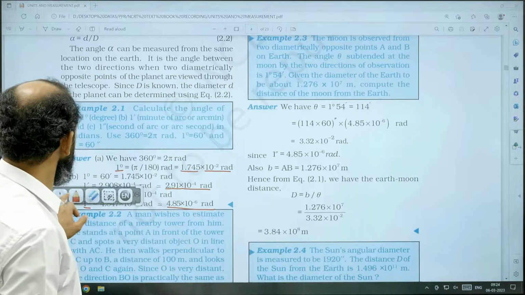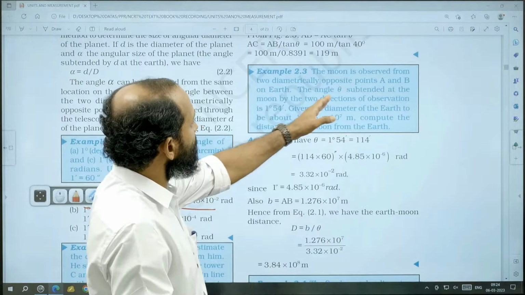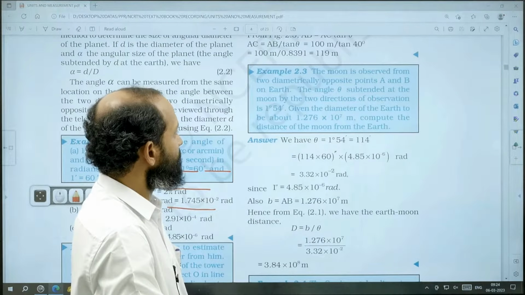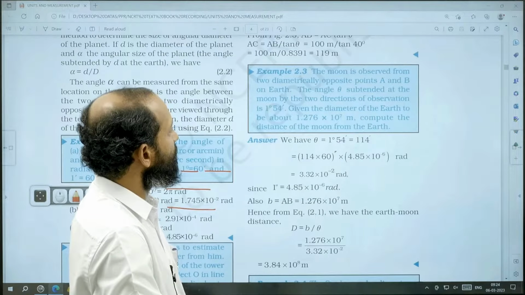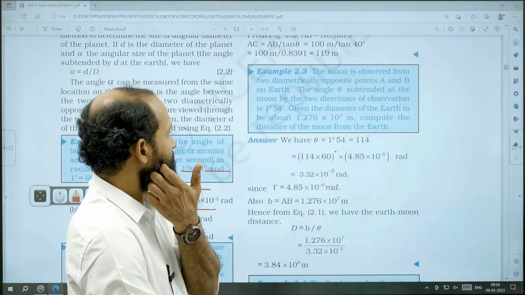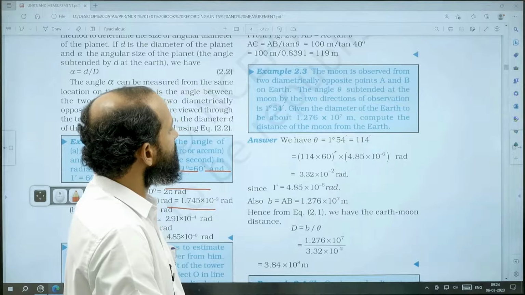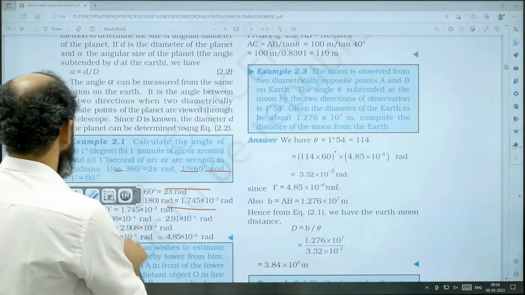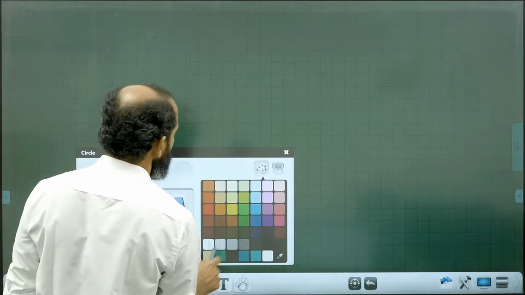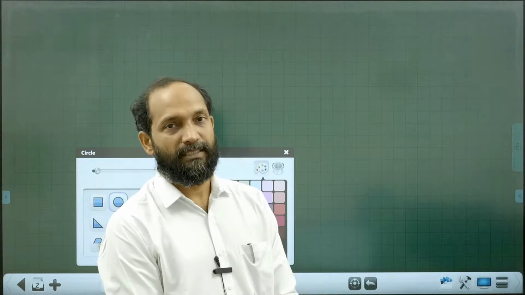Okay, let us see one solved example here. Moon is observed from two diametrically opposite points A and B on Earth. Angle theta subtended at Moon by the two directions of observation is given as 1 degree 54 minutes. Given the diameter of Earth, compute the distance of Moon from Earth. Let me draw the necessary diagram for that. That's an important one. The question may be asked for competitive examinations.